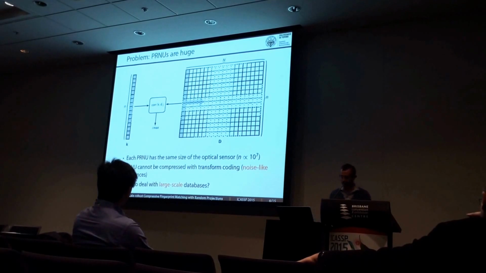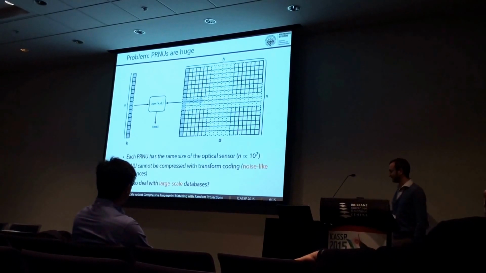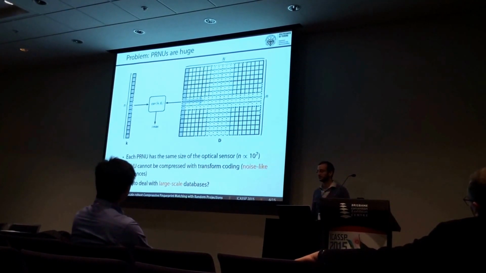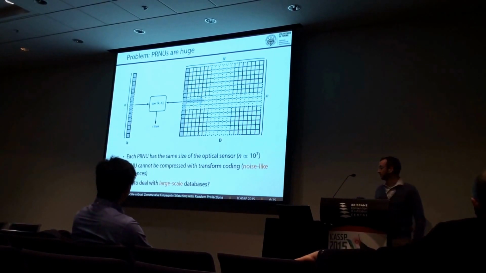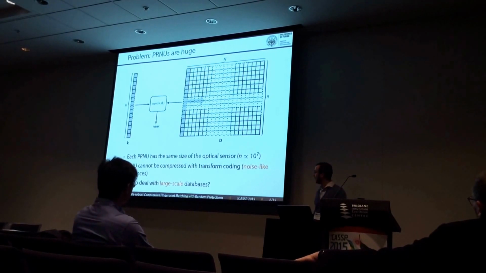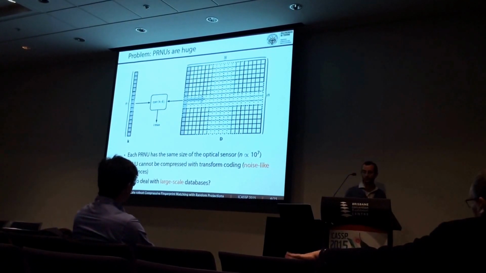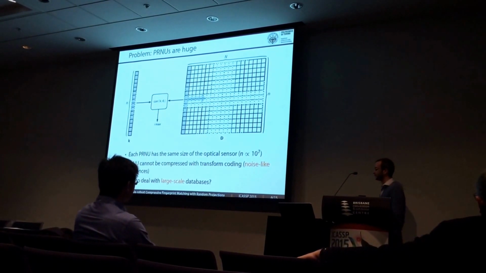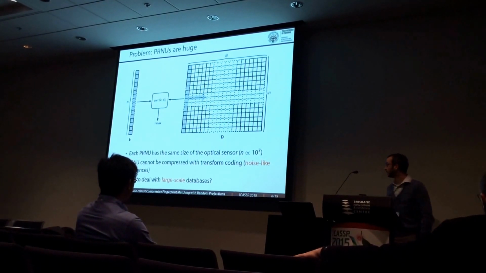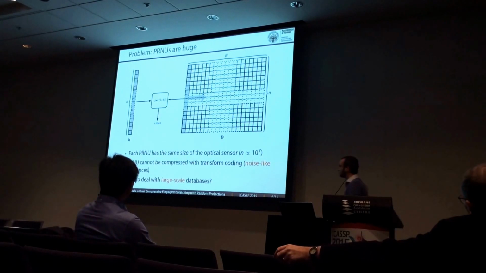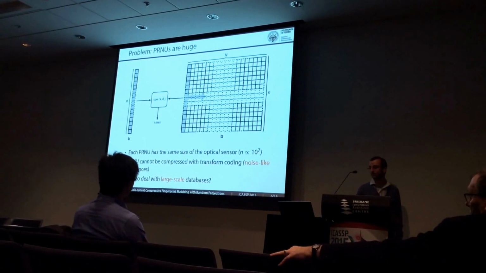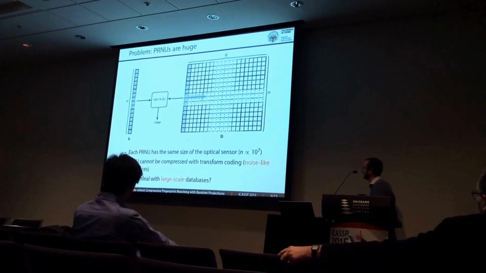The problem with this approach is that the fingerprint has the same size as the sensor. The row size of this matrix D is the number of pixels of a sensor, which can easily be on the order of tens of megapixels, so 10 to the power of 7. And the noise-like nature of these fingerprints makes them very hard to compress using standard transform coding techniques, for example. Basically, they are noise. So how do we deal with this kind of signal when we want to build a large database of these fingerprints, a large matrix D?